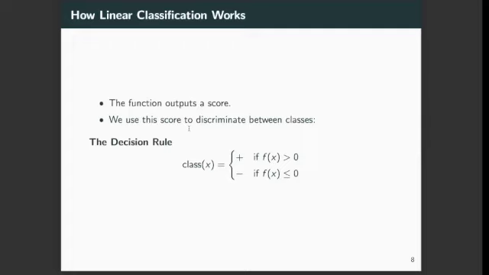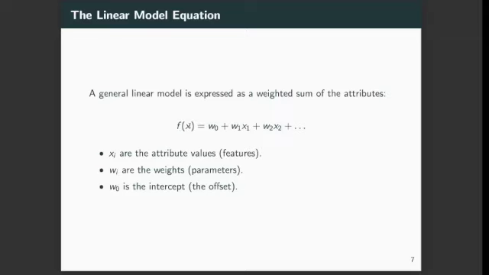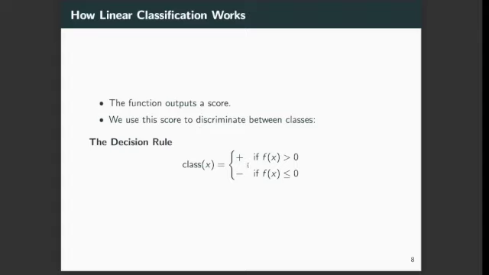So the function outputs a score, and then we use a decision rule to discriminate between the classes. The rule is, x belongs to the positive class if f of x is greater than 0, and it belongs to the negative class if f of x is less than or equal to 0. After we compute f(x), let's say the value is above 0. If it is positive, then we put them into one class. If it is 0 or a negative value, then we put them into a different class. And that is how we discriminate the results or the score.